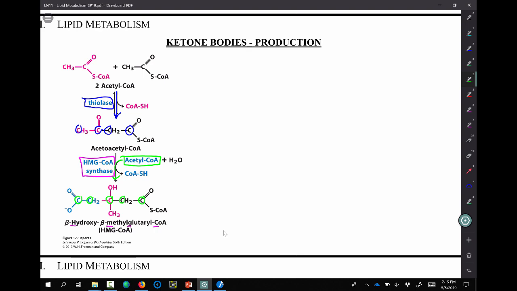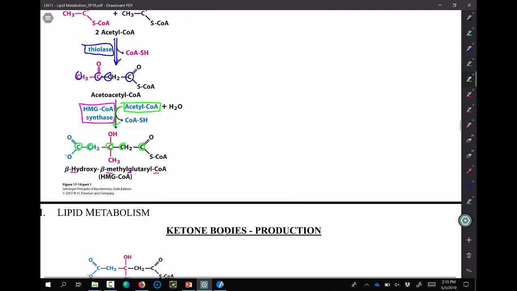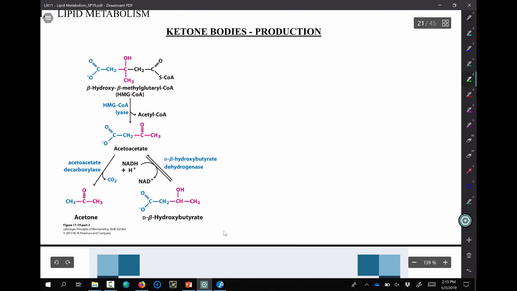Now, in the liver, certainly cholesterol synthesis can occur, but in ketone body production, what will happen is this. Instead of going through the HMG-CoA reductase reaction, it will go through what's called an HMG-CoA lyase reaction. Lyases split things off, okay? So HMG-CoA is going to split off an acetyl-CoA. And that's going to make acetoacetate, and acetoacetate is a ketone body.